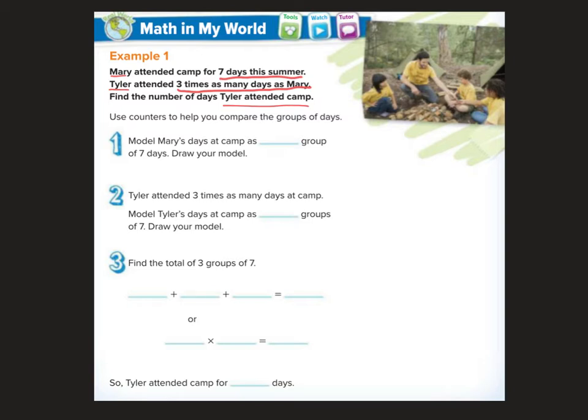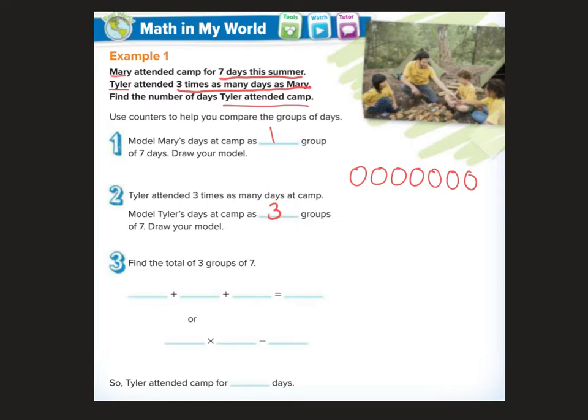So if we were going to model Mary's days at camp as one group of 7 days, we would draw it like this. 1, 2, 3, 4, 5, 6, 7. There's Mary's 7 days. Tyler attended 3 times as many days at camp. Model Tyler's days at camp as 3 groups of 7, right? Because he did 3 groups of 7. He did 3 times as many.